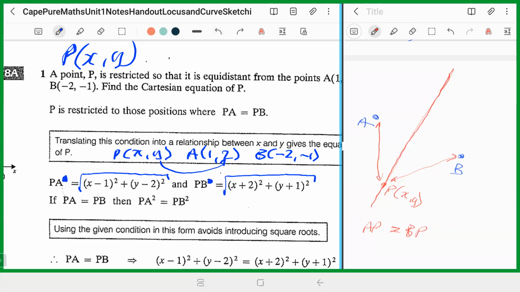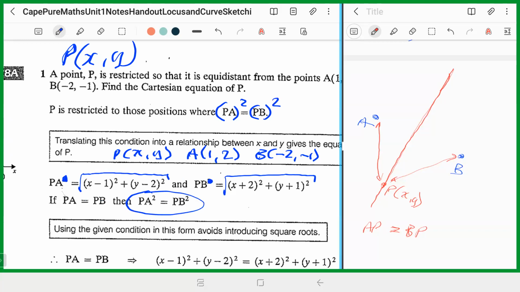And then over here, you're doing this between this one and B now, right? So it will be x minus negative 2, which gives you (x plus 2) squared, and y minus negative 1 gives you (y plus 1) squared. And so you're now equating this and this. But what I've done in this example is just to square both sides, because if this equals this, then it means that the square of this is also equal to the square of that. And that's what I've done here.